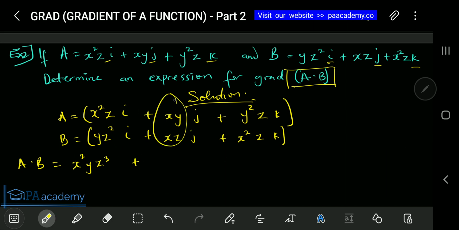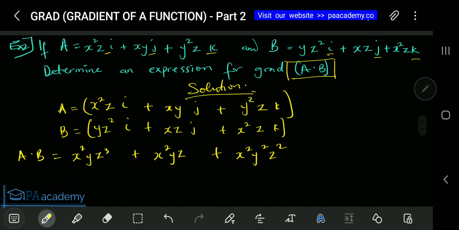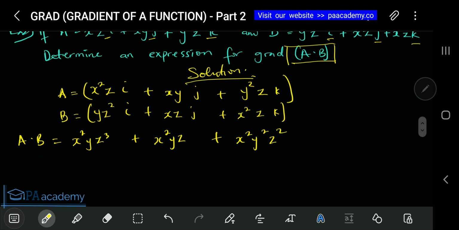Now the next one, let's multiply this together. We're going to have x squared yz, plus, if you multiply this, it's going to give us x squared y squared z squared. Are we good? Having done this, now we've been able to get the value of our A dot B.